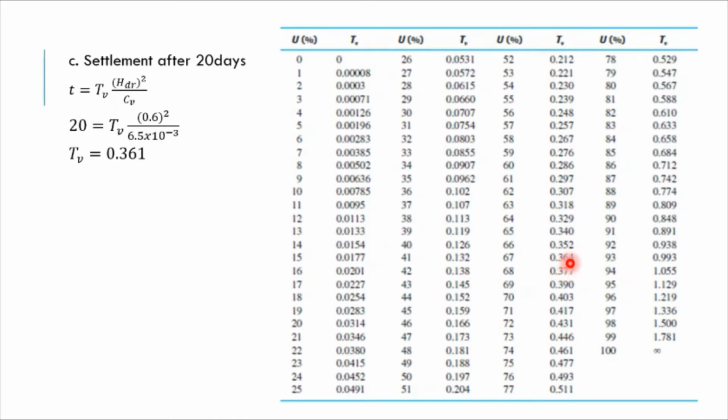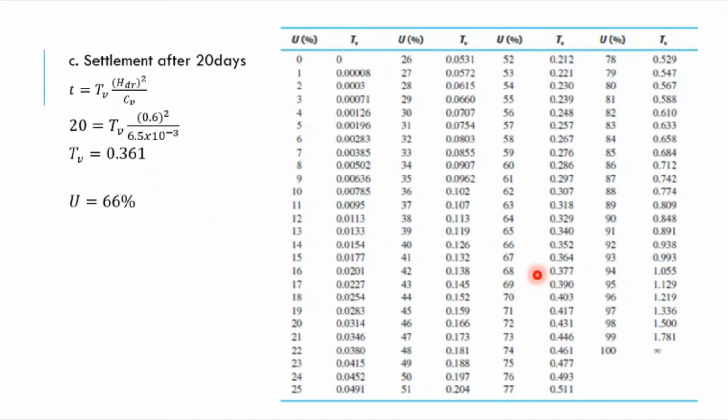hindi pa na-reach nung lupa yung kanyang 67% consolidation dahil 0.361 pa lang siya. Ibig sabihin, 66% pa lang ng consolidation yung na-achieve ng lupa. Hindi pa siya naabot ng 0.364 yung TV. Therefore, the percent consolidation is equal to 66%.